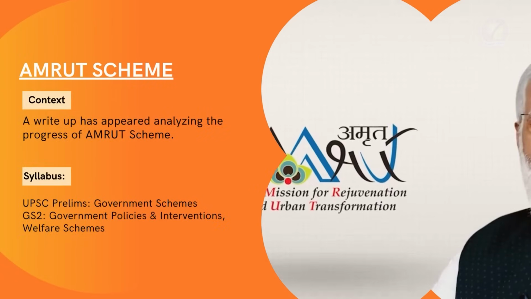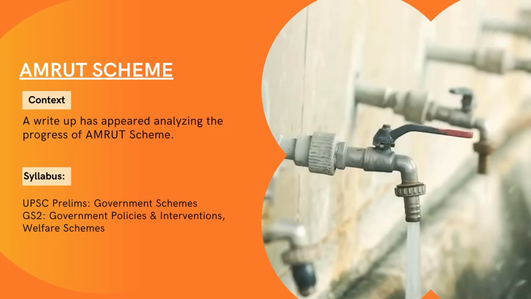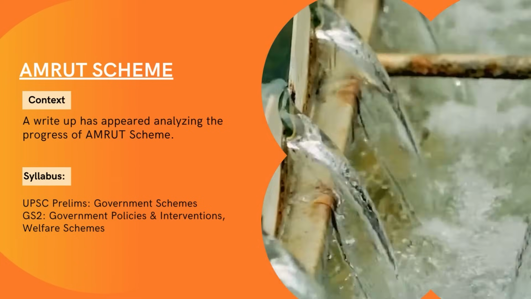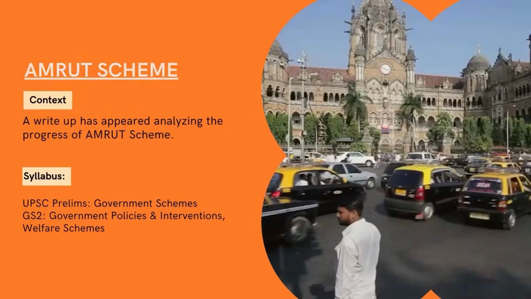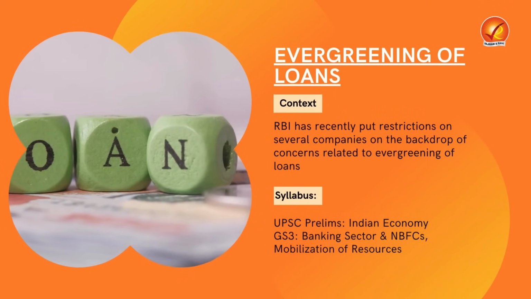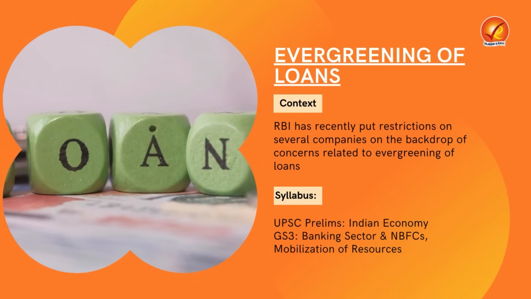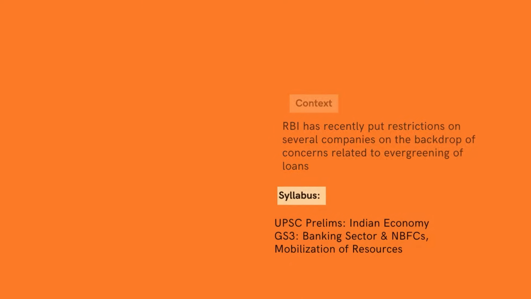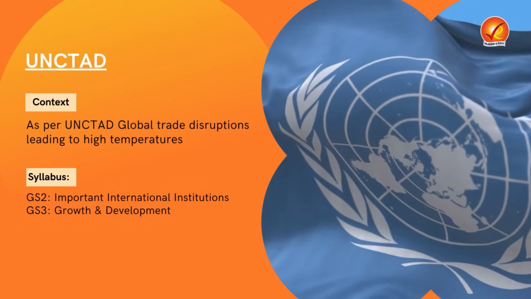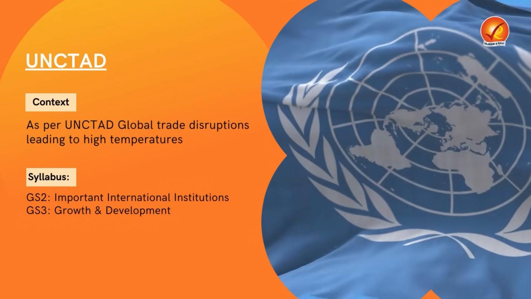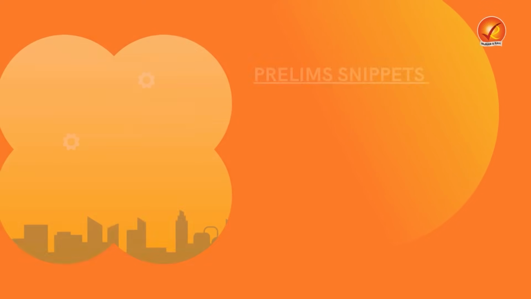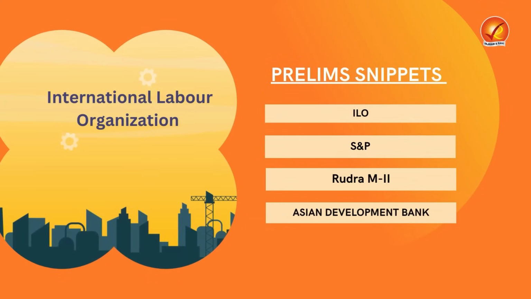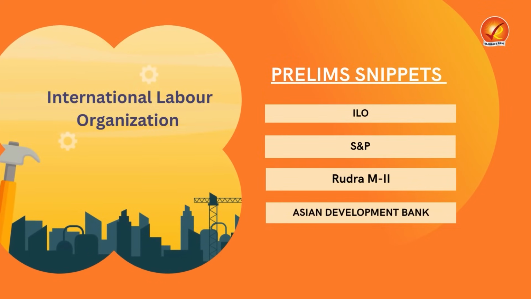Then we will try to analyze the efficacy of an important scheme of the Government of India, that is AMRUT Scheme. Then we will try to learn an important economic concept, that is Evergreening of Loans. Then we will try to learn about an important institution named UNCTAD. And at the end, we will try to learn some prelims snippets which will help you in excelling in your prelims exam.